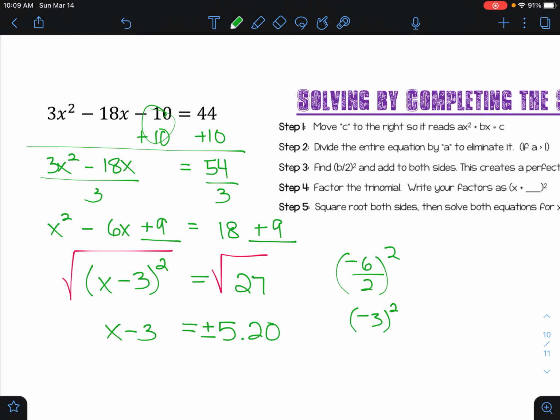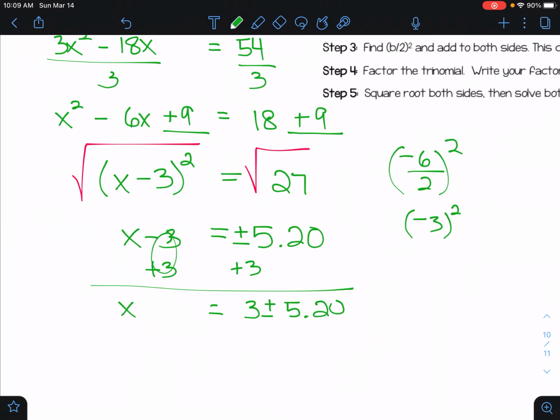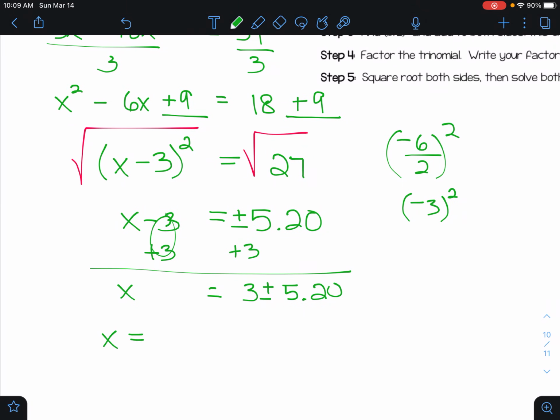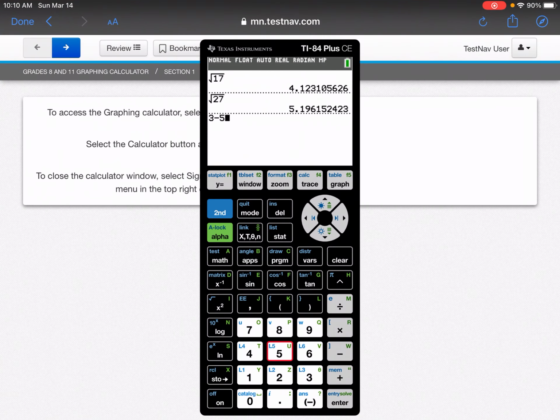plus or minus 5.20. Okay, and now we're going to add 3. Add 3. These cancel. I get 3 plus or minus 5.20. And we're going to then write our two answers. Okay, so our first one would be 3 plus 5.20 would be 8.20. And the second one would be 3 minus 5.20. And if you're not sure, you can do that, right? 3 minus 5.20 is negative 2.20.